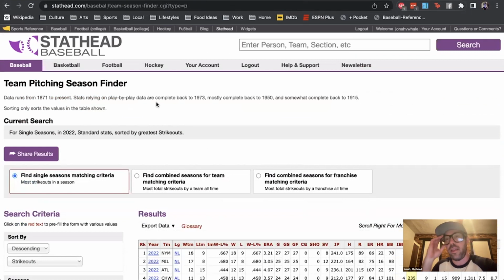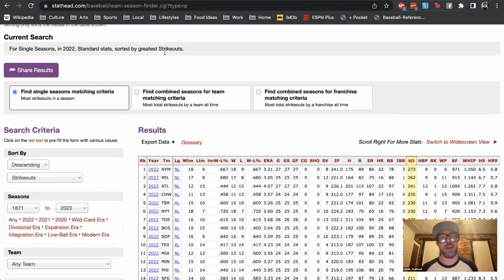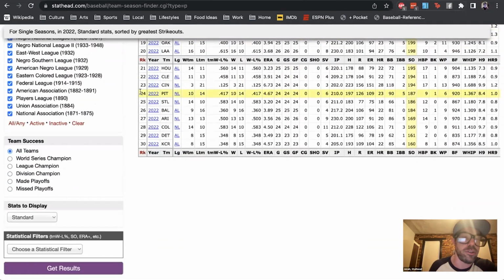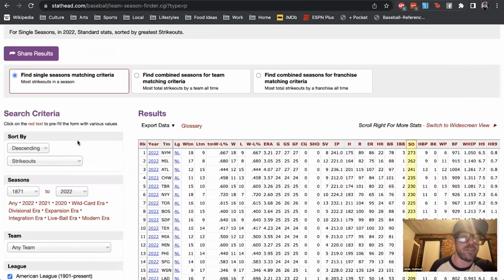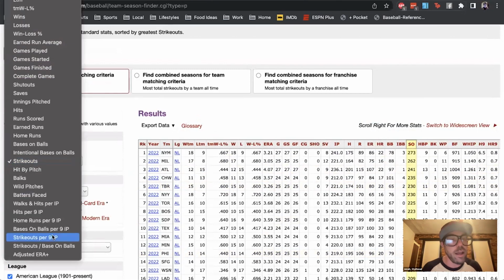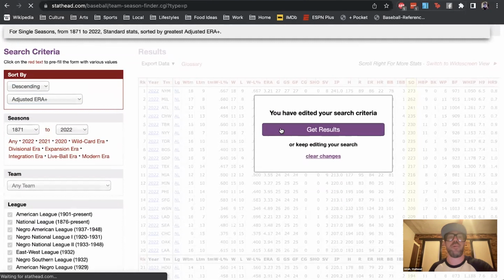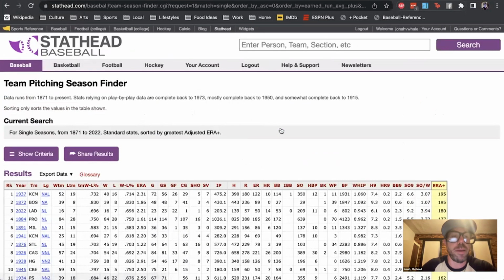That means that their pitching is 80% better than average. As a team, they're 80% better than the average major league team. That's nuts. So I want to see where that stacks up all time. So I go to the season finder, the team season finder, and I'll just start by running this adjusted ERA plus search, just to see the best ones of all time.